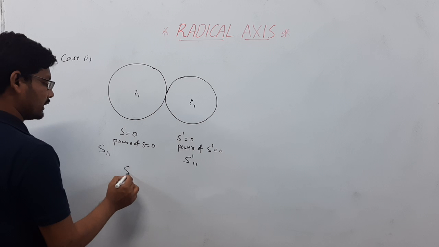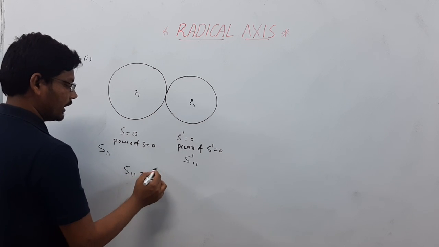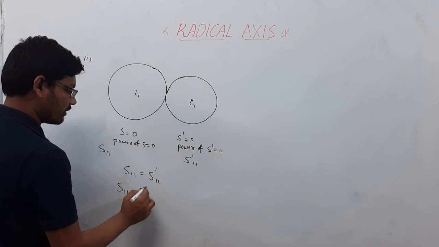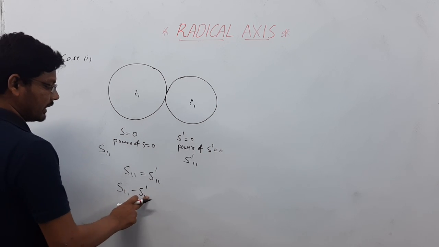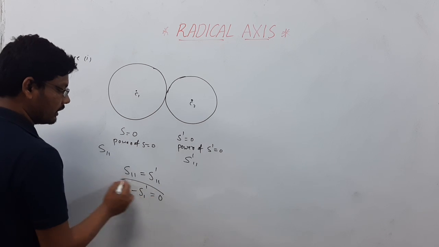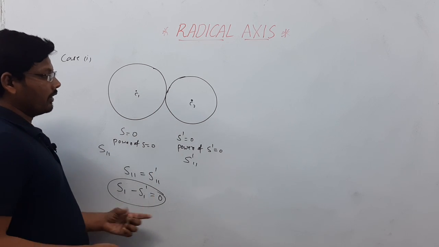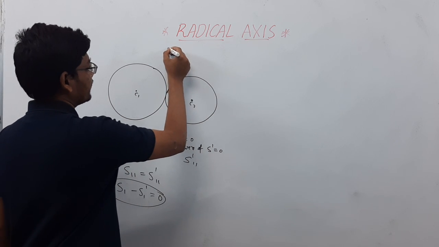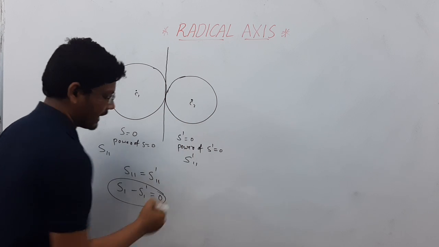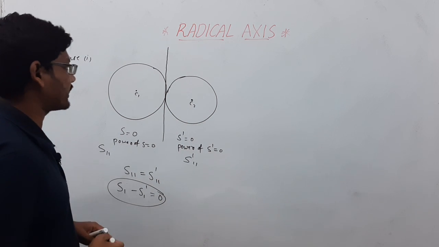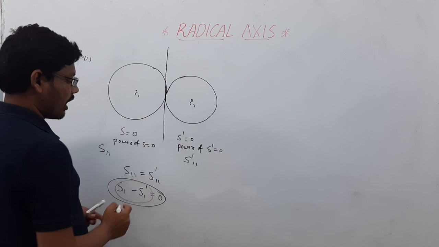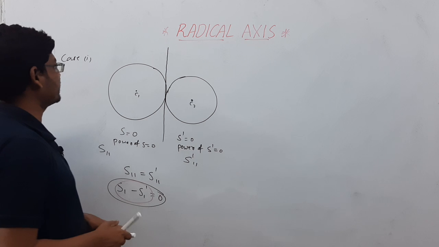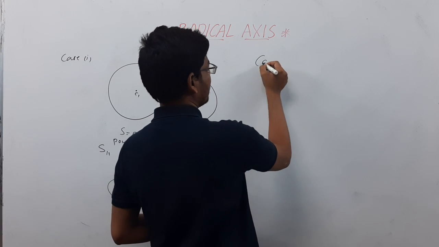If both are equal, S11 is equal to S dash 11, so S11 minus S dash 11 equal to 0 is the equation for this one. If you subtract any two circles, we will get one straight line, that is the common tangent here. The equation of the common tangent is here. This is nothing but the radical axis, and this is also the common tangent for the two circles. This is case number 1.